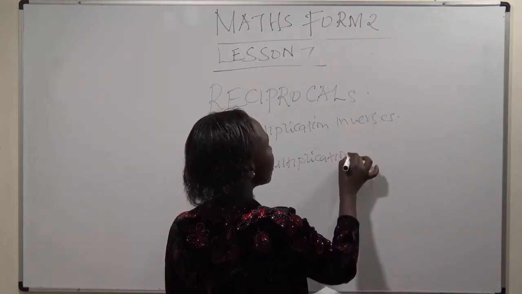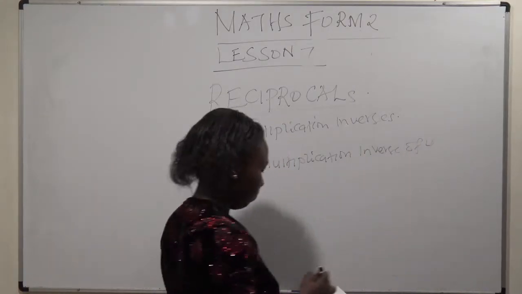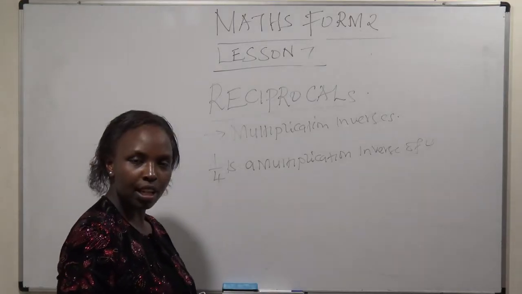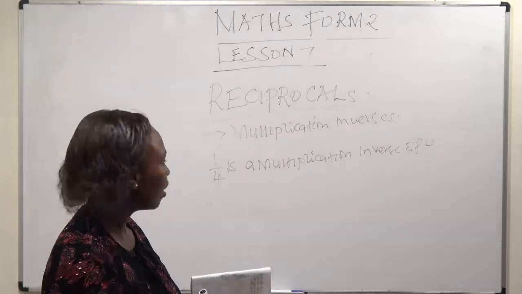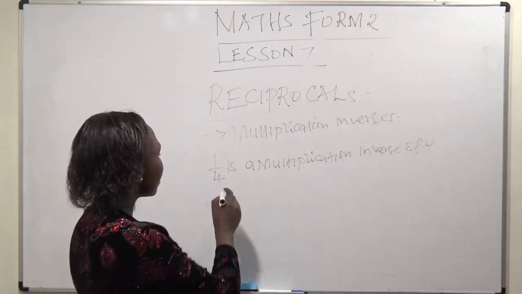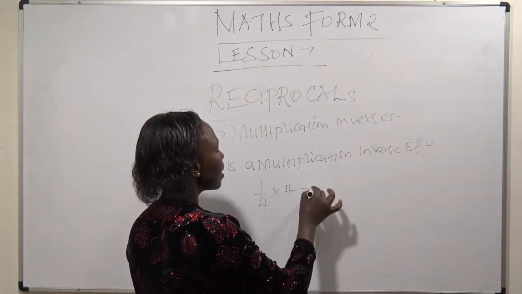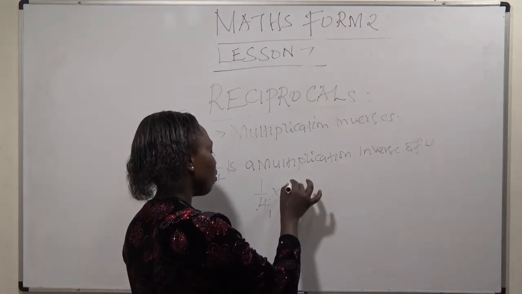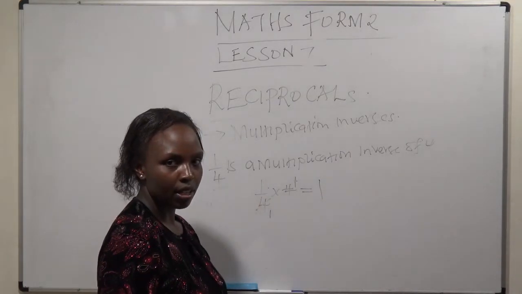This one is a multiplication inverse of 4. And what have I told you? I've told you that if you take the inverse of a number multiplied by the number, what you are supposed to get is a 1. Can you confirm that? Yes. If you take this a quarter here, you multiply by 4. That one gives us 1 by 1. 1 times 1 is 1.